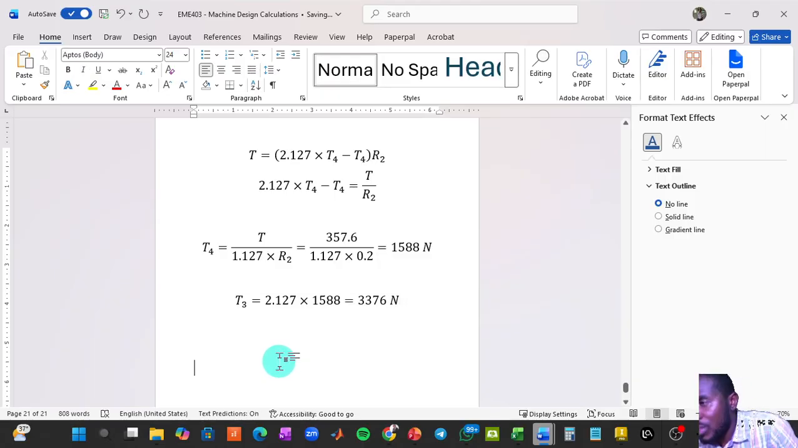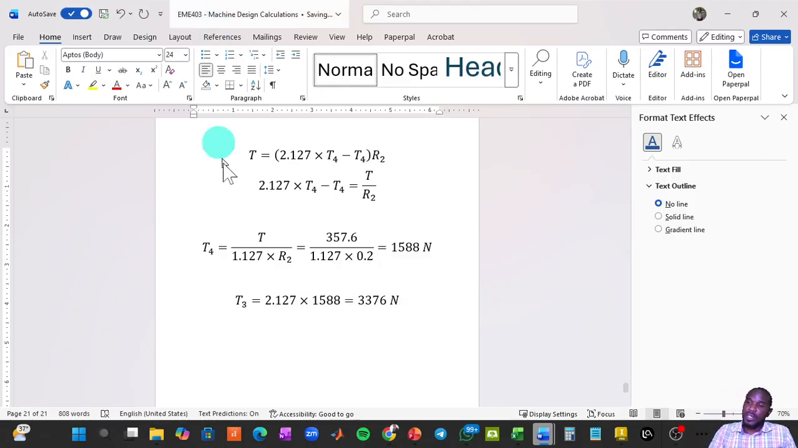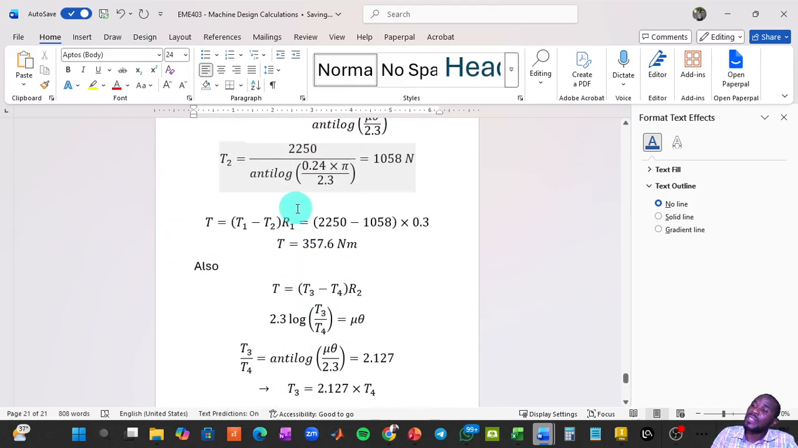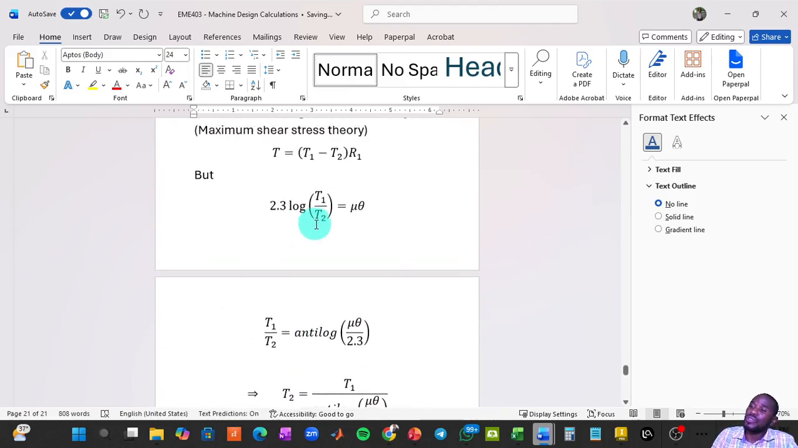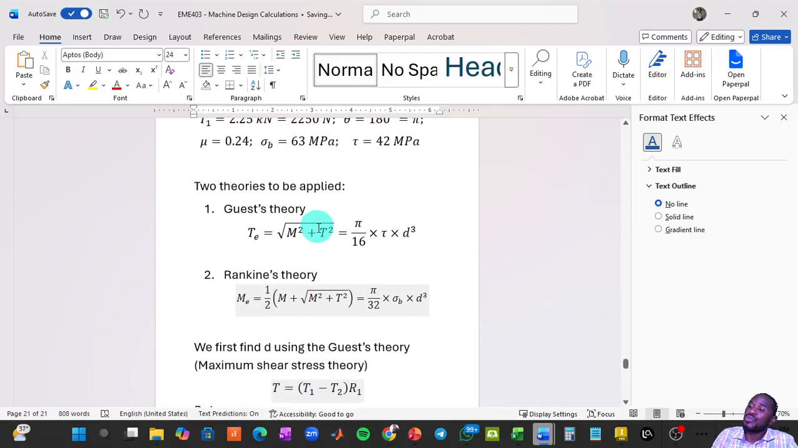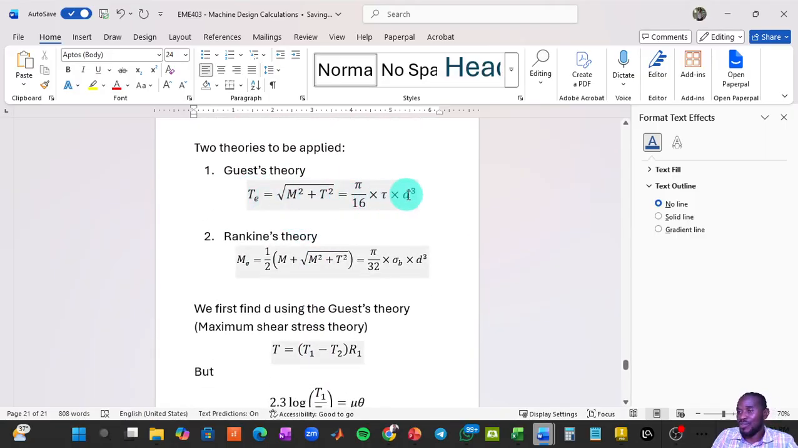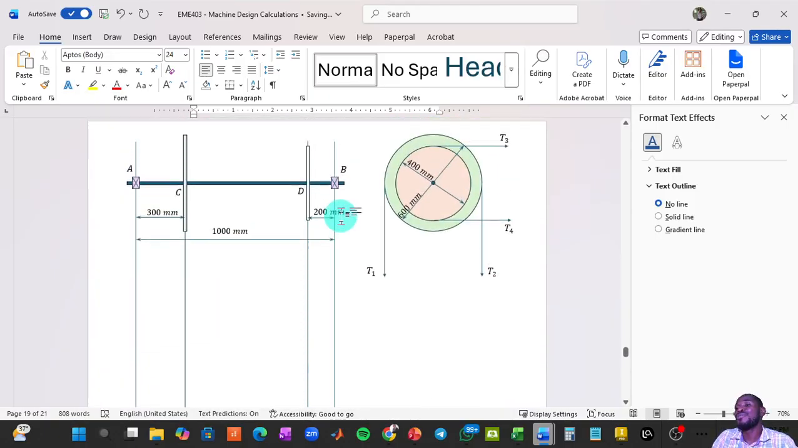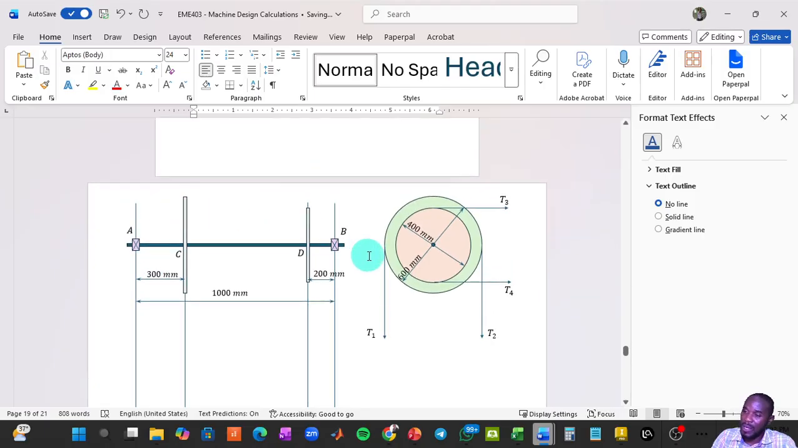So we found all of those. Now, don't forget that what we're trying to do is to use the guest's theory to find the diameter of the shaft. This is what I'm finding. So I need to know this. That's given to me, these are numbers. I've just found this. So the next thing we need to do is to find this value. And to find this value, we must find all the forces acting here.